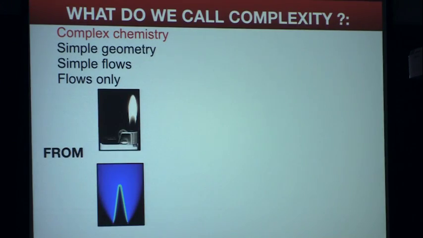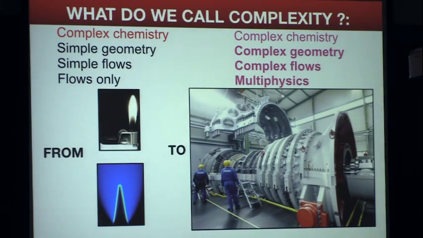Of course, if you look at a flame like this, a Bunsen flame or just the lighter for your cigarettes, this is very complicated, and it's basically complicated because of chemistry. Chemistry there is very complicated, flow is simple. The geometry is simple, the flow is simple, and we only have to care about the chemistry. So this is what the academic community calls complex. Okay? This is what I call complex. Okay? And you see the difference.